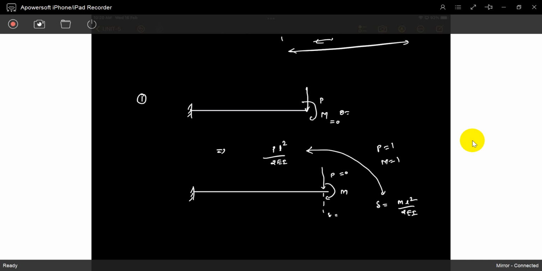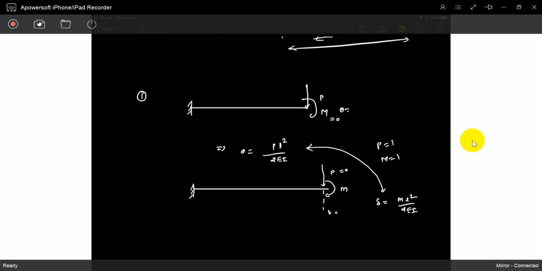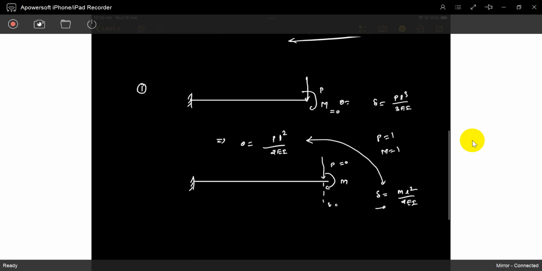One more thing you have to understand. This is a rotation here, and this is a deflection here. What is the deflection? This is PL cube by 3A. Here, what is the rotation? Rotation is ML by A. If you took P equal to 1, because our condition is a unit force, you have to apply a unit force. Here also, apply 1. It's L by A, and L cube by 3A.